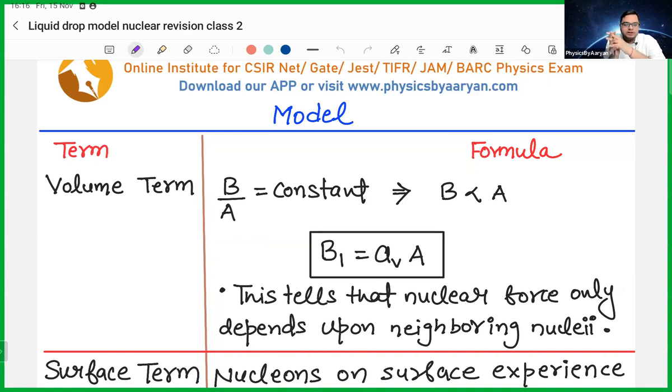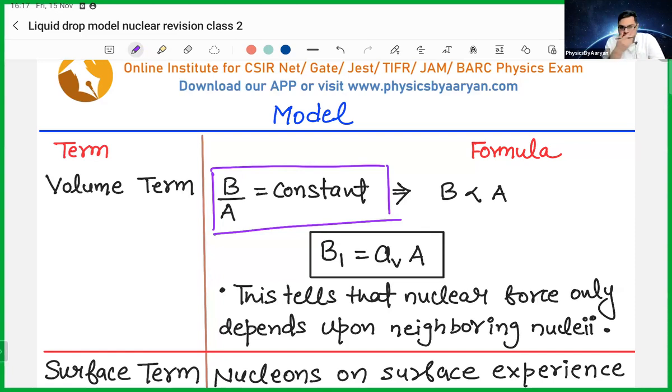And why is the volume term there? Because of the nuclear force. Since you have a volume, you will have the forces between the nucleons and you will have the binding. Perfect, that makes perfect sense. So how is this term written? The volume term could be imagined as saying that binding energy per nucleon remains constant.